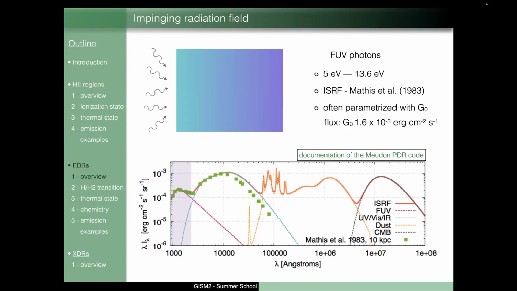So for a PDR we only need to consider the evolution, or the absorption, of photons between 5 and 13.6 eV. Why is there a limit at 5 eV? The reason is very simple.